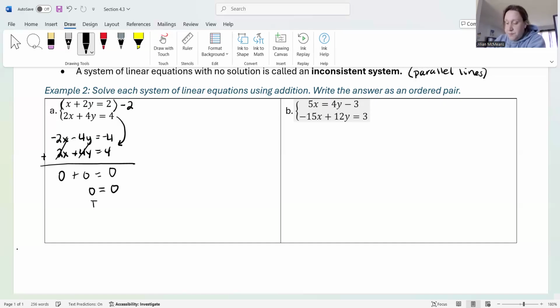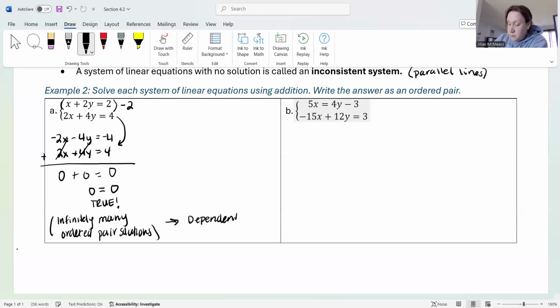This is, of course, true. So this tells me there are infinitely many ordered pair solutions. That goes even further to tell me that these are dependent equations. So if I really got down to it and I were to graph these two equations, they would graph the exact same line, okay? So we're looking with a system of equations for the point of intersection. Well, if we have two equations that graph the same line, they intersect everywhere, okay?